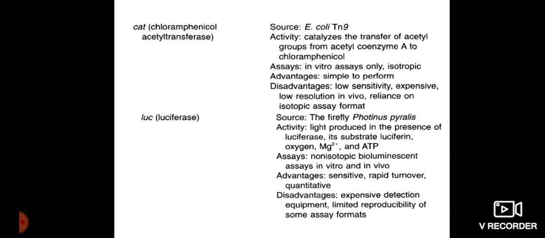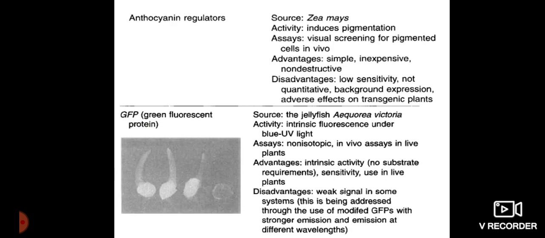Another is the luciferase gene, from the firefly. Activity-wise, light is produced in the presence of luciferase. Luciferin, oxygen, magnesium and ATP are required. Assay-wise it is non-isotopic, and a bioluminescent assay can be done in vitro and in vivo. Advantage-wise it is sensitive, has rapid turnover, and can be used for quantitative estimations also. Disadvantage-wise, it is very expensive, detecting instruments are needed, and limited reproducibility is seen.